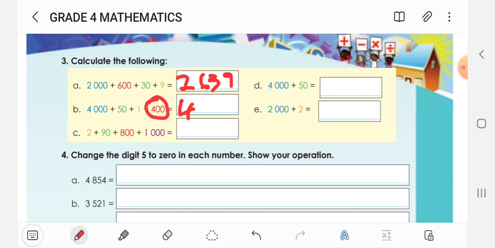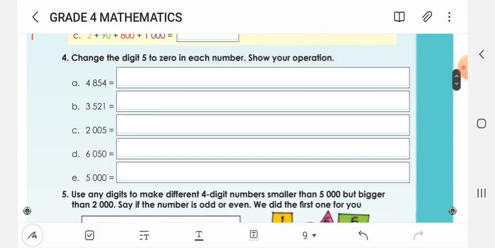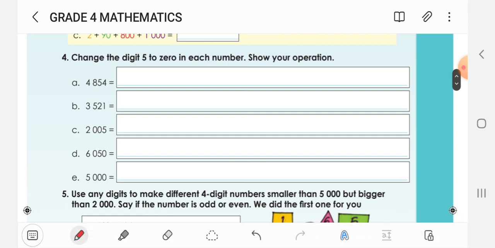For the hundreds we will use a 4, and then we go to the tens, 50, so we'll have the 5 for the tens, and then for the units we have 1, so we will put 1 there. So 4,451. This is how you do it, guys. I'm not going to do a lot because I want you guys to practice your work. Okay, on your own, get it right and be proud of yourself.